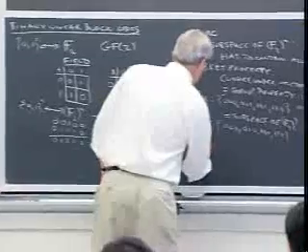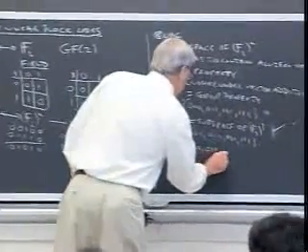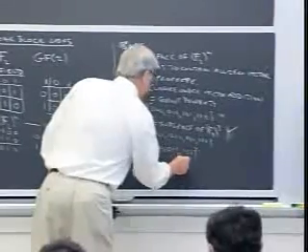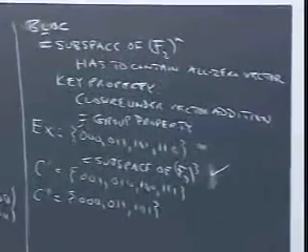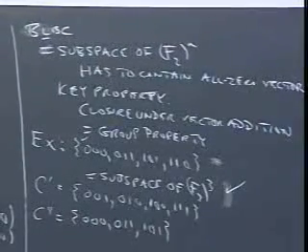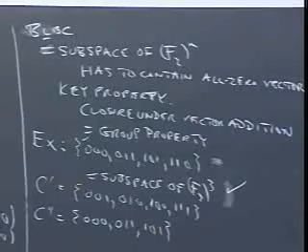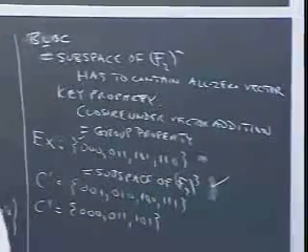All right, if I take C double prime equal to 0, 0, 0, 0, 1, 1, 1, 0, 1, and I stop there, is that a subspace? No, because it's not closed. For instance, if I add these 2 together, I would get that, and that's missing.